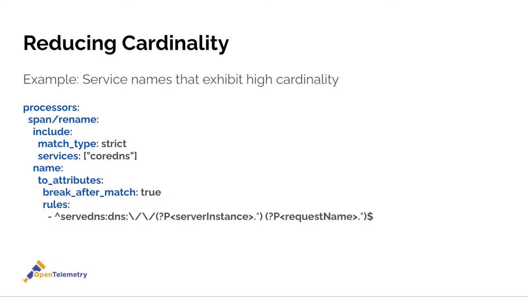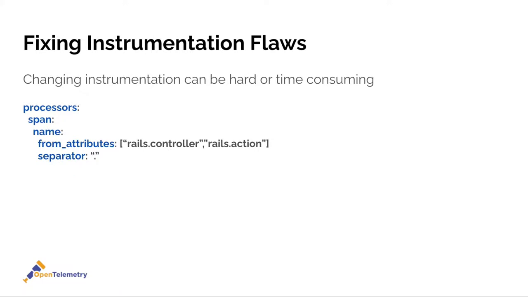Next, let's talk about reducing cardinality. You may come across services that are instrumented in such a way that the span name values return a large number of unique values, resulting in high cardinality. This can be overcome using the span processor in the collector. For example, we can include certain service names, and we can write rules to normalize the span names, thus removing the cardinality. Here you can see an example with Core DNS, where the service instance and request name are being normalized.